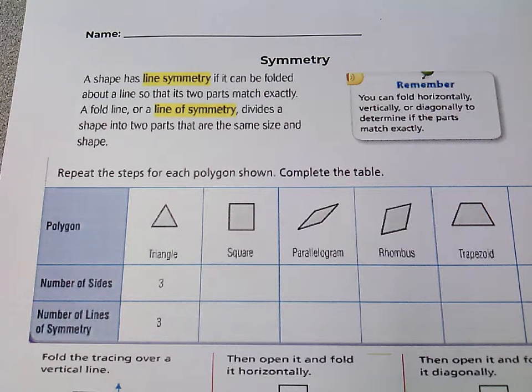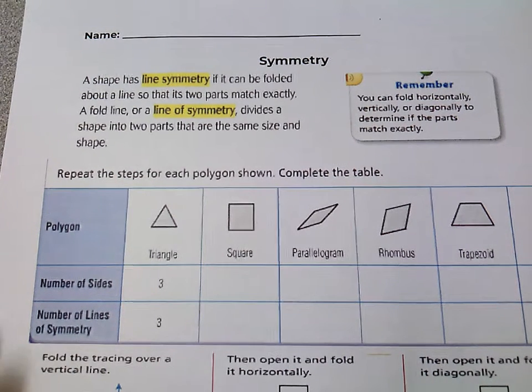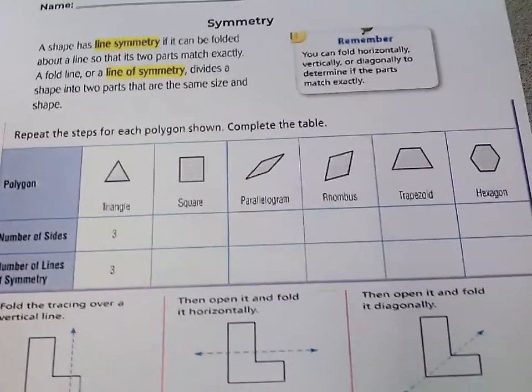It can be folded along a line or about a line so that two parts match exactly. And then a fold line or a line of symmetry divides a shape into two parts that are the same size and the same shape. So remember that you can fold it any way you want. You can fold it diagonally, horizontally, vertically, and to determine if the parts match exactly. So it says repeat the steps for each polygon shown on the table.